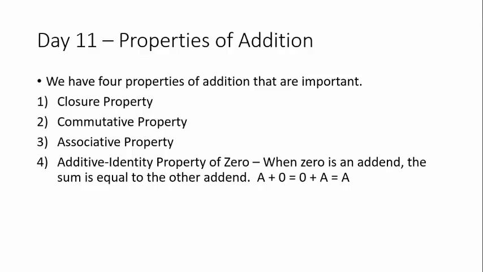The last property is the additive identity property of 0. When 0 is an add-in, the sum is equal to the other add-in. So A plus 0 is equal to 0 plus A, which is equal to A.